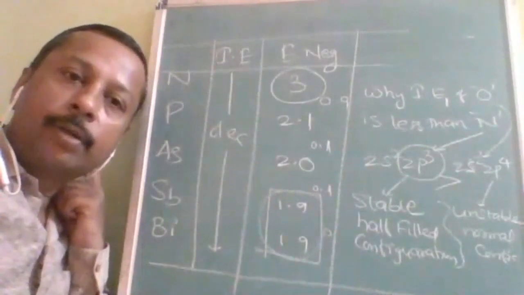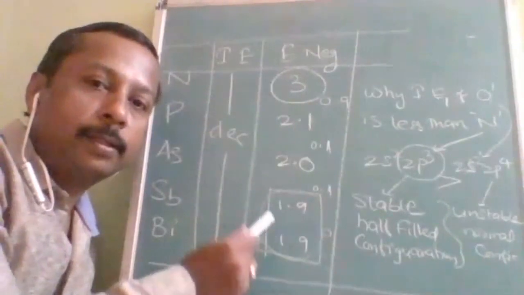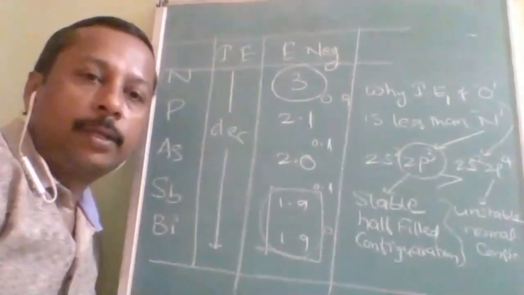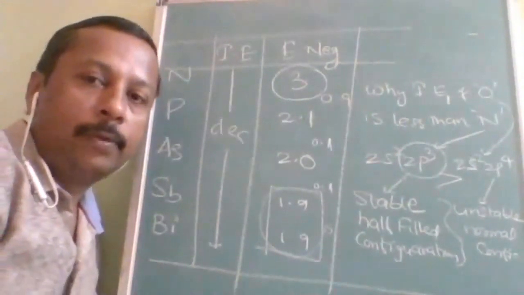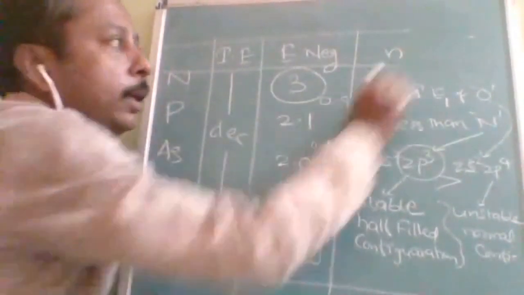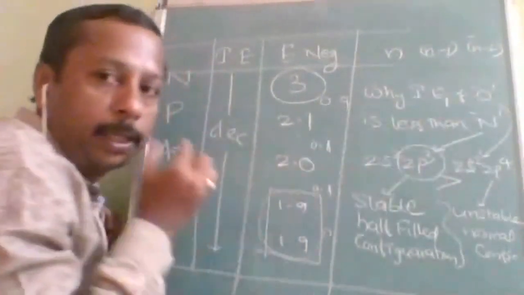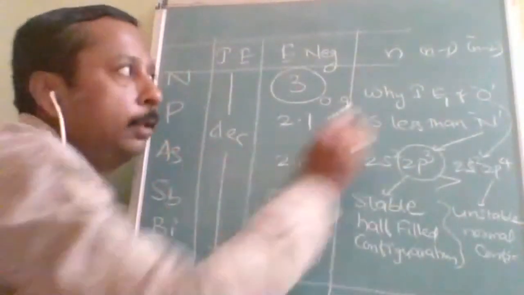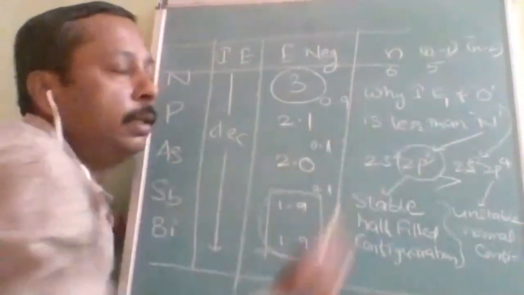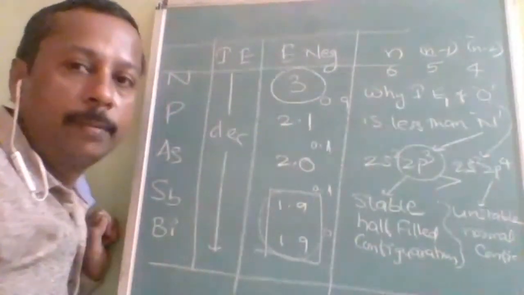Here you should write that the additional electron enters into the anti-penultimate shell. What is the penultimate shell, anti-penultimate shell? If n is the valency shell, then n minus 1 is called the penultimate shell, and n minus 2 is called the anti-penultimate shell. Suppose the sixth energy level is the valency shell, then the fifth energy level is the penultimate shell, and the fourth energy level is the anti-penultimate shell.